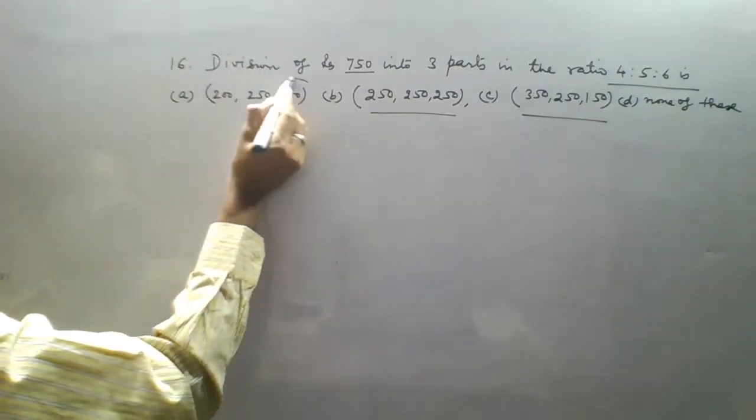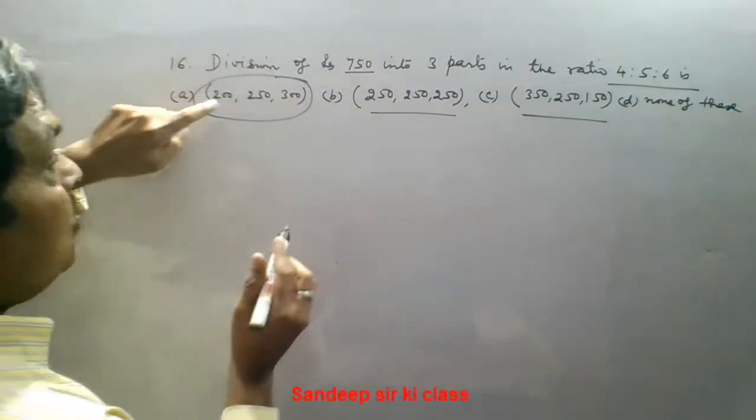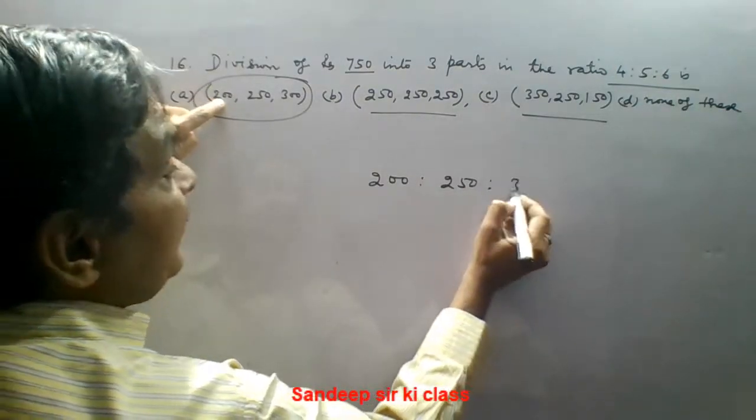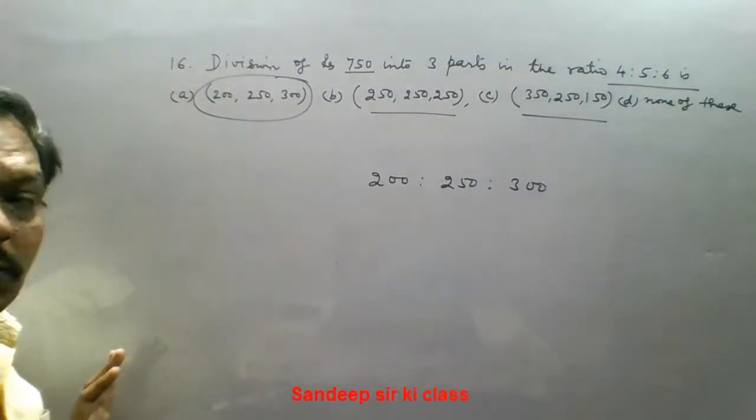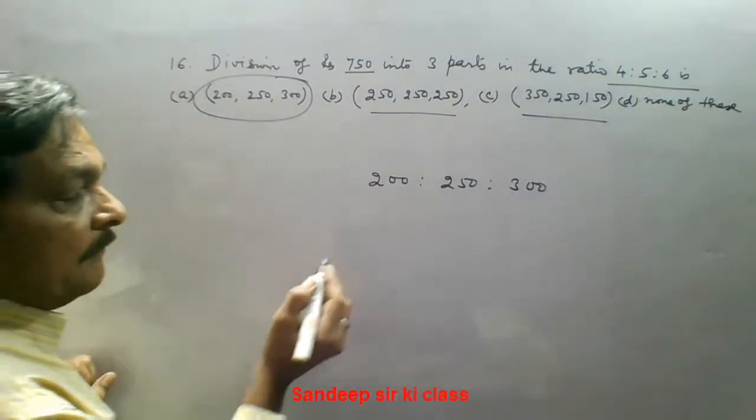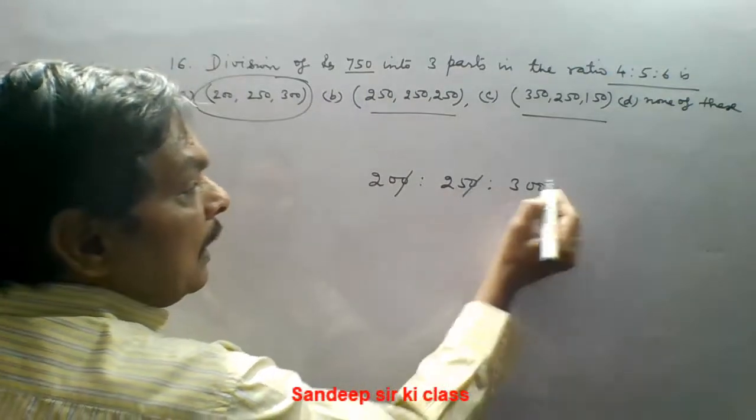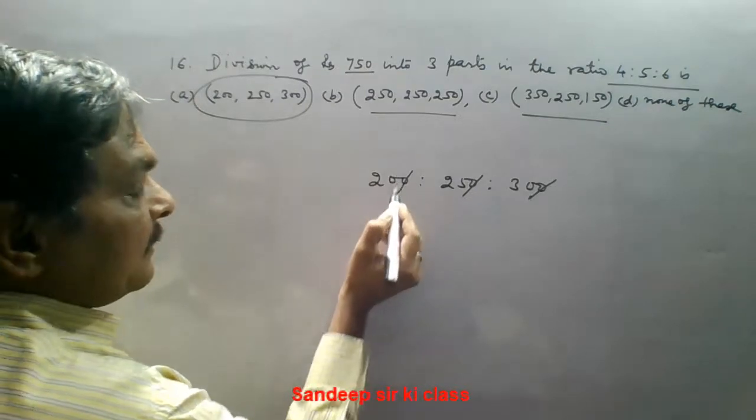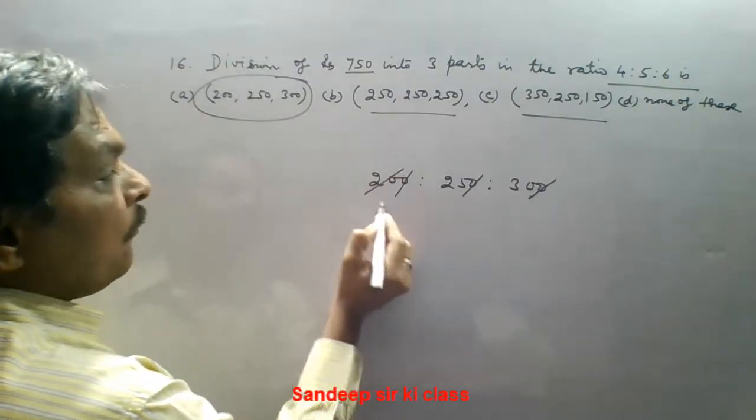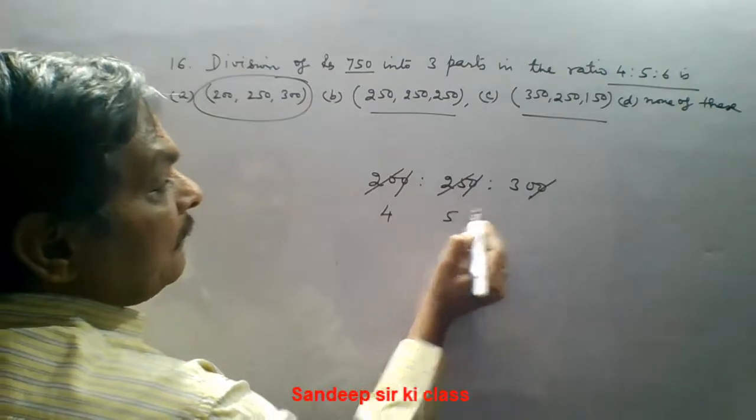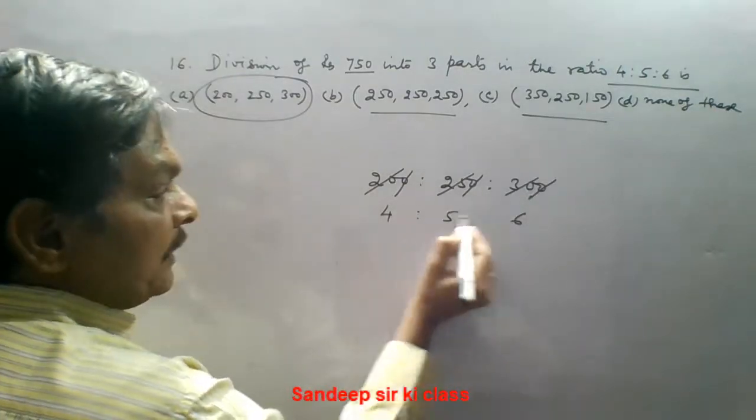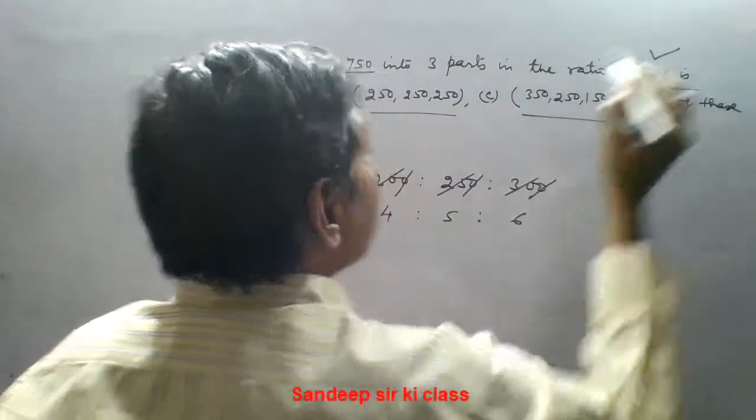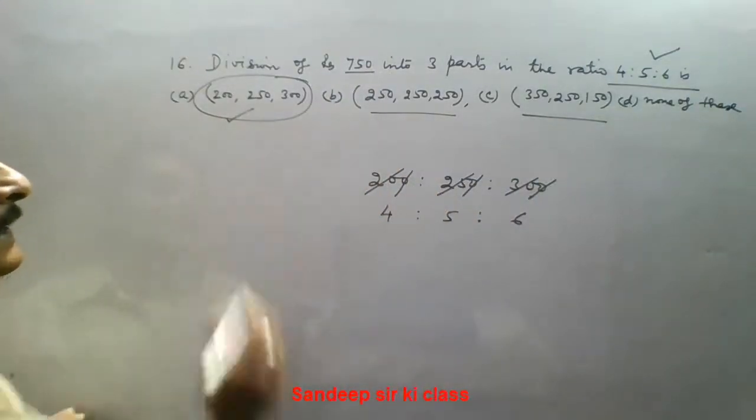Now, when we see the first option, then 200 ratio 250 ratio 300 will be the required ratio of 3 parts. Now, when we simplify it, zeros are cancelled. 5 divides each term, so we get 4, 5 and 6. So the ratio comes as 4 ratio 5 is to 6, which is correct. So our option A is correct.